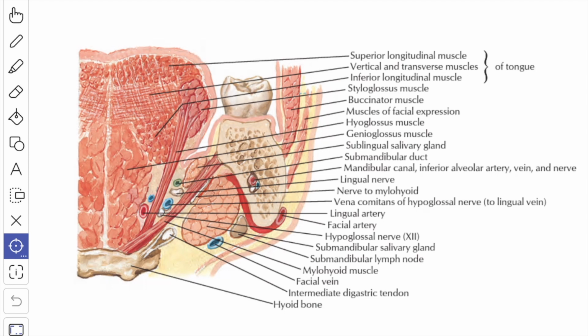When you see the arrangement of the tongue muscles on the coronal section from the median septum, you can see this is the genioglossus muscle into which other intrinsic muscles are intermingled. Then you can see this is the inferior longitudinal muscle. Then you can see the hyoglossus muscle. Then you can see the styloglossus muscle. So this is the arrangement of the tongue muscles on the coronal section from the median septum.